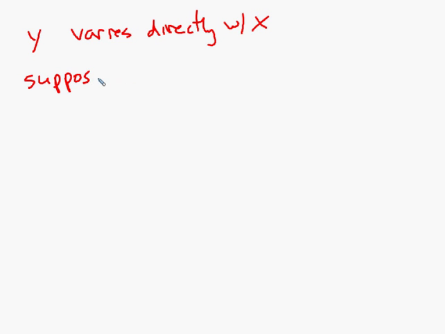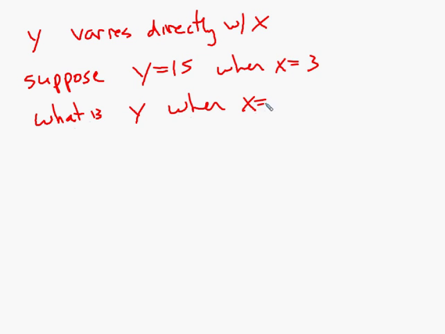Okay. Same setup. So y varies directly with x. Suppose y equals 15 when x equals 3. What is y when x equals 12?